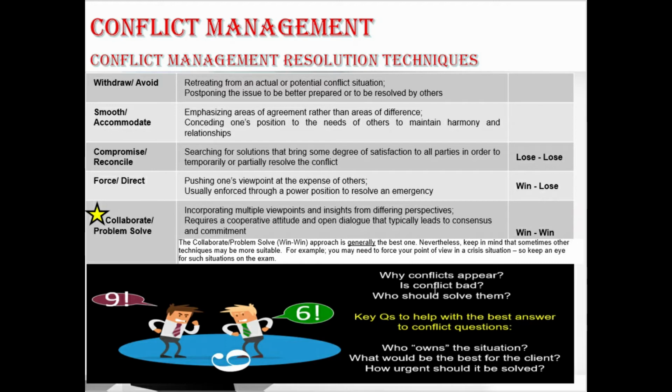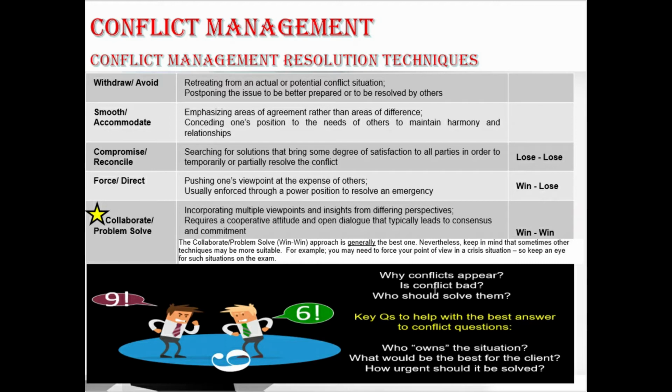Compromise or reconcile. Searching for the solutions that bring some degree of satisfaction to both the parties in order to temporarily or partially resolve the conflict. This approach is mainly occasionally used in a loss-loss situation.